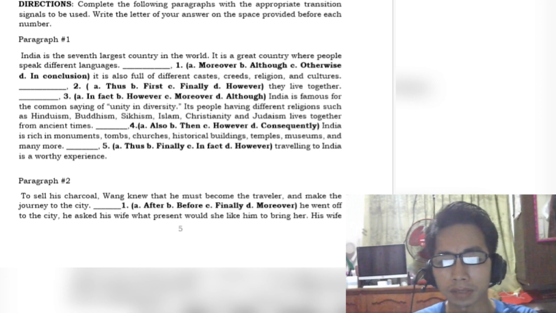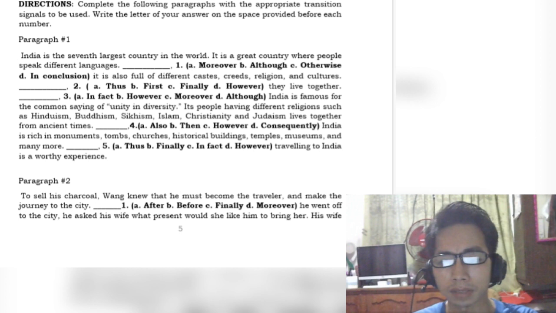It is quite related to our previous activity where we identified transition signals, but now you are going to classify them. You will be given transition signals in the box. There are a lot of transition signals there. However, because it's quite simple, we are not going beyond the box, we are focused just on the box. All right.